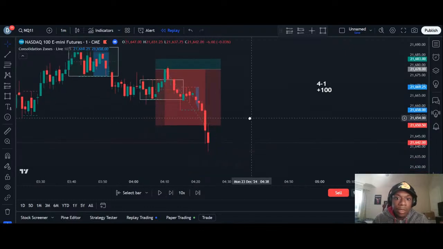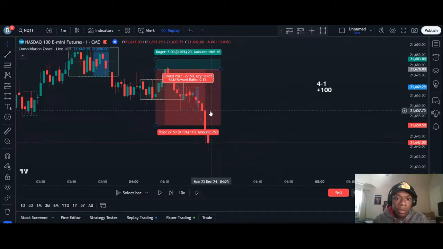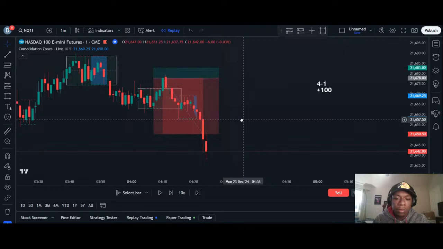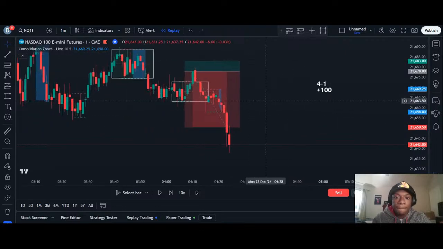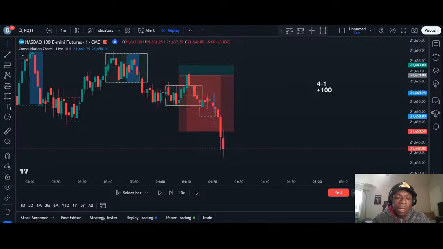So this did end up being an L, and this was 110. Let me see, I gotta do the calculation for that one. 110 divided by 20, 5.5 times. So that'd be like a 1K loss, but it's kind of hard to get the reality through backtesting.